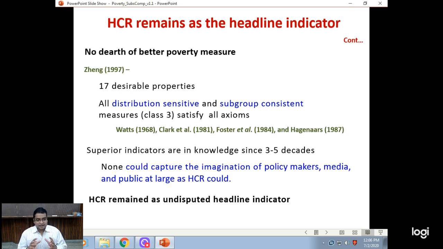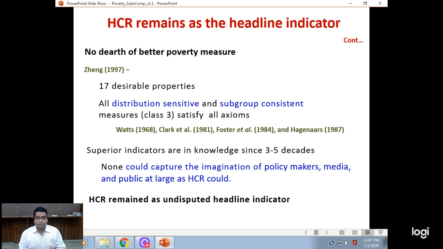He categorizes the properties from simple properties to more advanced properties. According to his classification, he also classifies the measures: those which satisfy the basic properties only and fail in most of the properties, and those indicators which satisfy, for example, the distribution sensitive and subgroup consistent properties, which are the most advanced measures. Those measures that satisfy the distribution sensitive and subgroup consistent properties are the class 3 measures. They satisfy all the 17 desirable properties. There are quite a few measures of that kind that fall into the class 3 category.